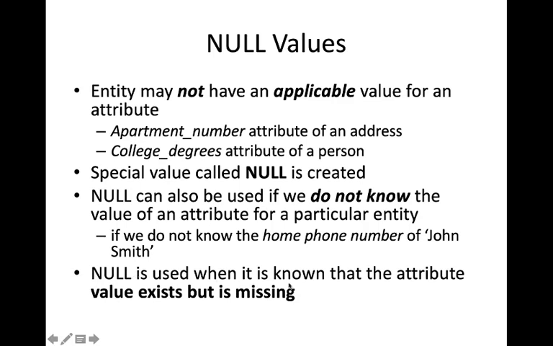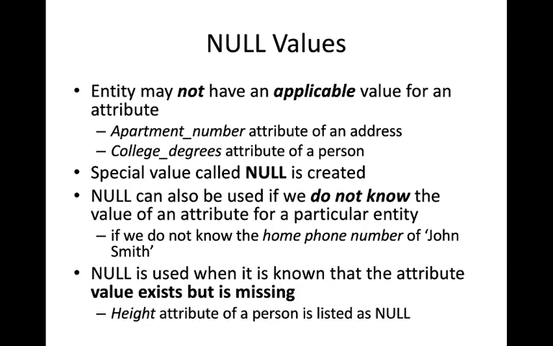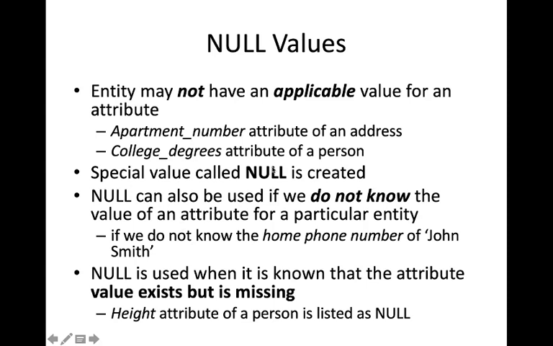Then null is also used when it is known that the attribute value exists but is missing. For example, the height attribute of a person. Every person will have a height. But if it is not available, then we can give a null value. So there are three cases where we can give null values: when it is not applicable, or we do not know the value, or the value exists but is missing. In all these cases we can give null values for a particular attribute.